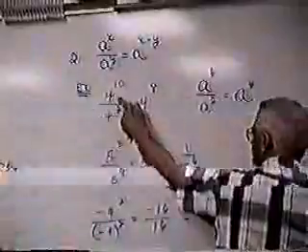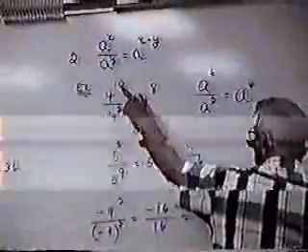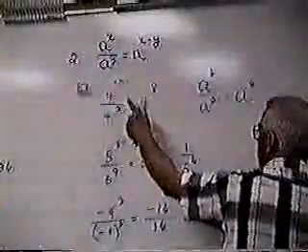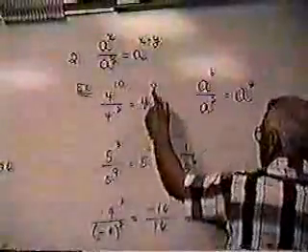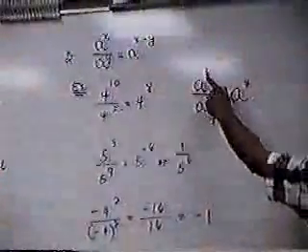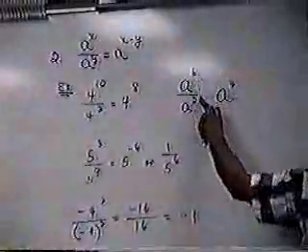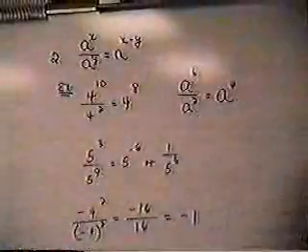The rule says if you have a base raised to a power divided by the same base raised to a power, you write down the base and subtract the exponents. Okay, a to the 6th divided by a to the 2nd is a to the 4th. Subtract powers if the bases are the same.